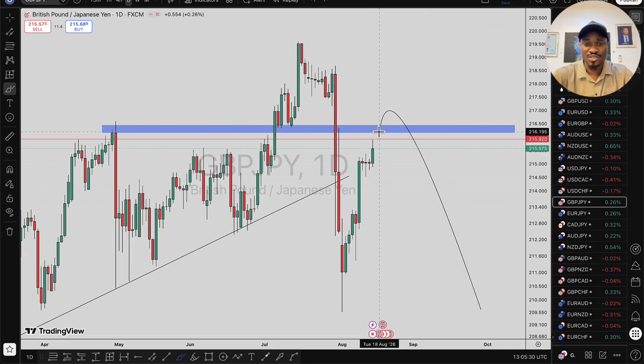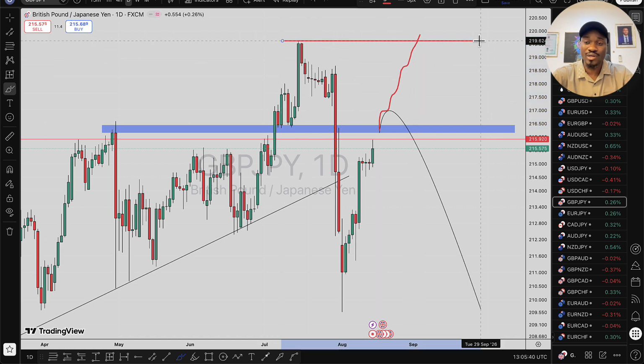Alternatively, if the sellers should fail right here, whereby the bulls push a lot more orders than the sellers, then price could navigate all the way up. And the next key level structure we should pay attention to is the 220.000. This also is a psychological level which could influence sellers to push price all the way down to our major key level at the 215.920.